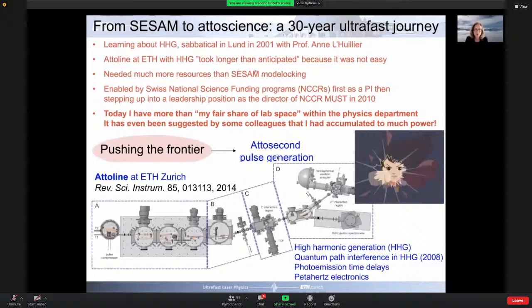I needed more resources than the simple semiconductor saturable absorber mode locking, but luckily the Swiss National Science Foundation started new programs, which are the so-called NCCRs. So with all these efforts, I then had more than my fair share of lab space within the department. It has even been suggested by my colleagues that I accumulated too much power. I will come back to this.